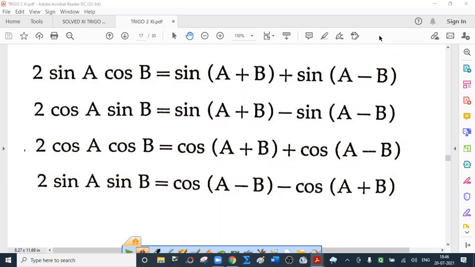2 sin a cos b is sin of a plus b plus sin of a minus b. 2 cos a sin b is sin of a plus b minus sin of a minus b. 2 cos a cos b is cos of a plus b plus cos of a minus b. Fourth formula is very important. 99% of the students, they say that 2 sin a sin b is cos of a plus b minus cos of a minus b. No, 2 sin a sin b is cos of a minus b minus cos of a plus b.